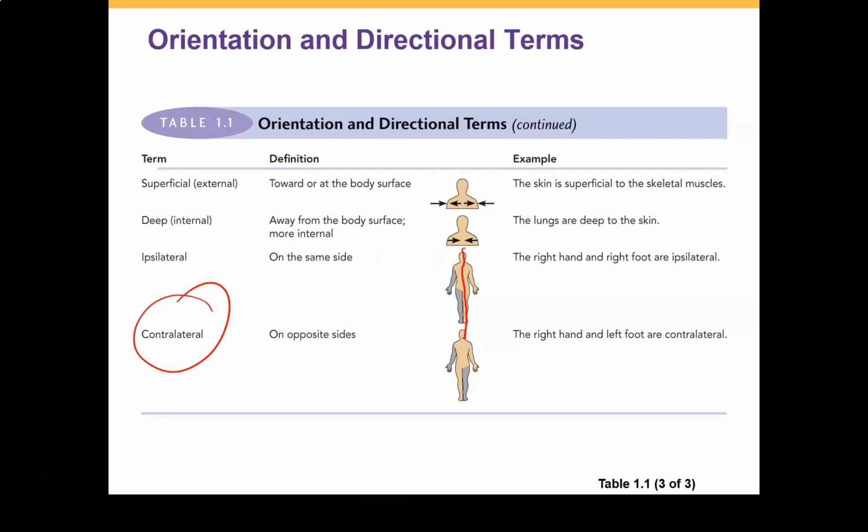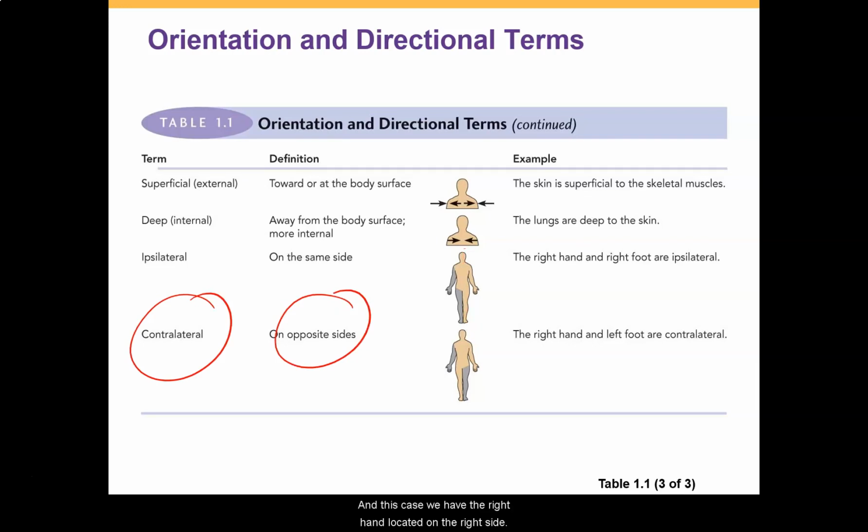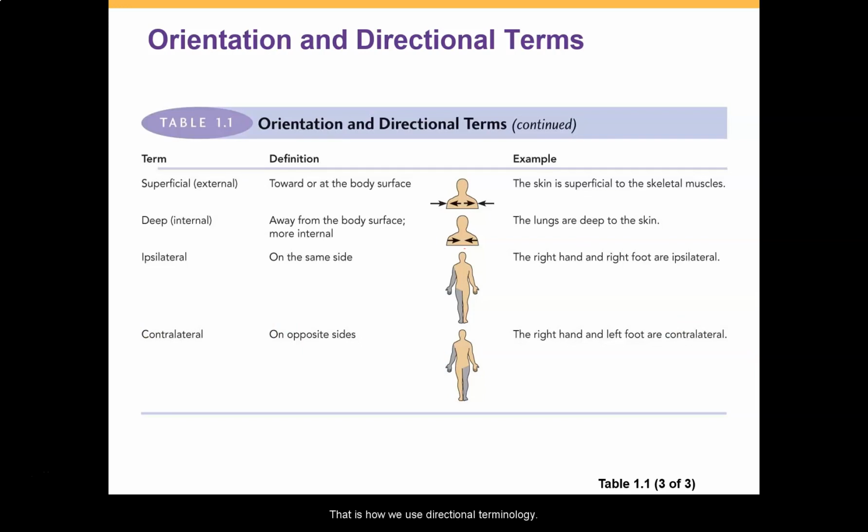On the other hand, contralateral means opposite sides. In other words, in this case, we have the right hand located on the right side, and we have the left foot located on the left side. So the right hand and the left foot are contralateral to each other because they are on opposite sides of the midline. And that is how we use directional terminology or relative terminology.